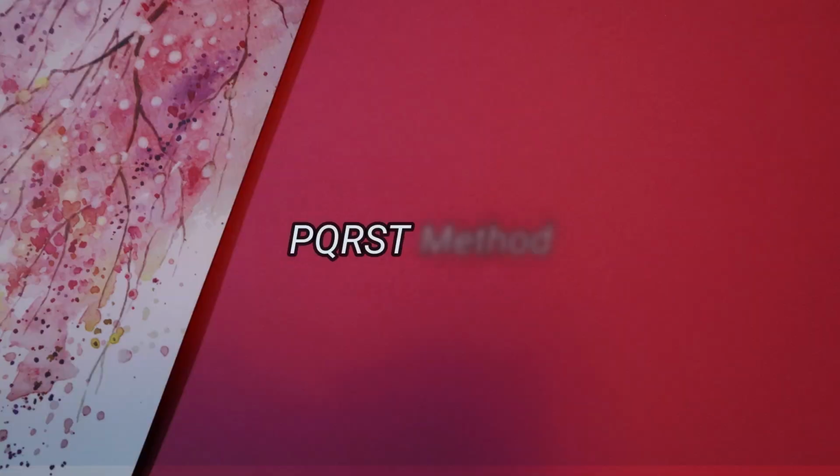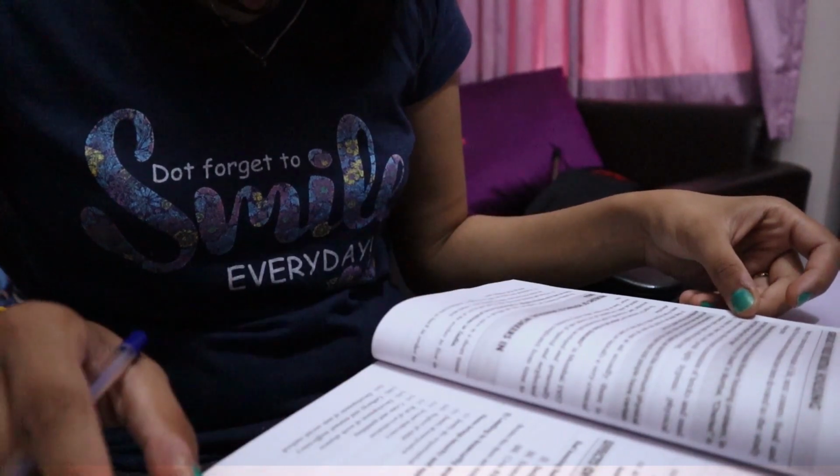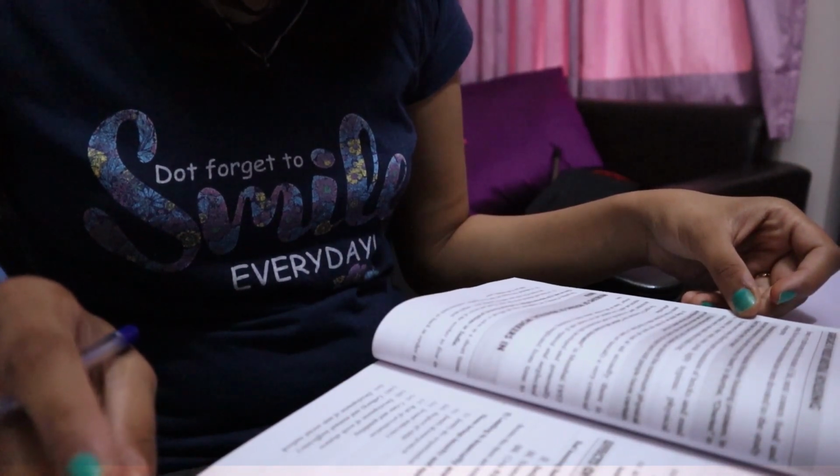The fifth method is PQRST method, and according to this method, you can divide your study process into 5 parts. In this, P stands for preview, and let's say you have a chapter to learn. Preview means just scan the text. Don't try to learn anything at this point. Just get a hint of what it is about. Just see the main headings of different sections.